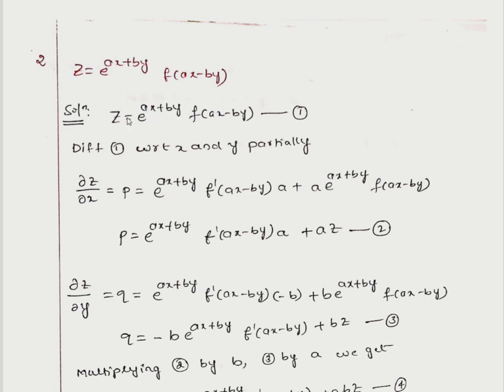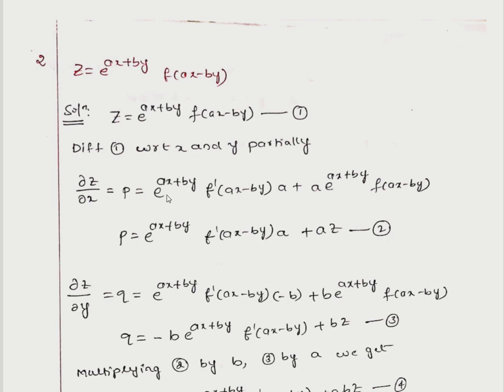Therefore the coefficient of a into e power ax. Similarly, here what is the differentiation of this with respect to x? Therefore the differentiation of e power x plus by is a into e power x plus by, because what is the coefficient of x? That is a into e power x plus by. This is the product rule. Therefore again in these two terms, what is the common term? Therefore e power x plus by is the common term. Therefore what is the remaining term here? F dash of ax minus by into a. That is the remaining term.